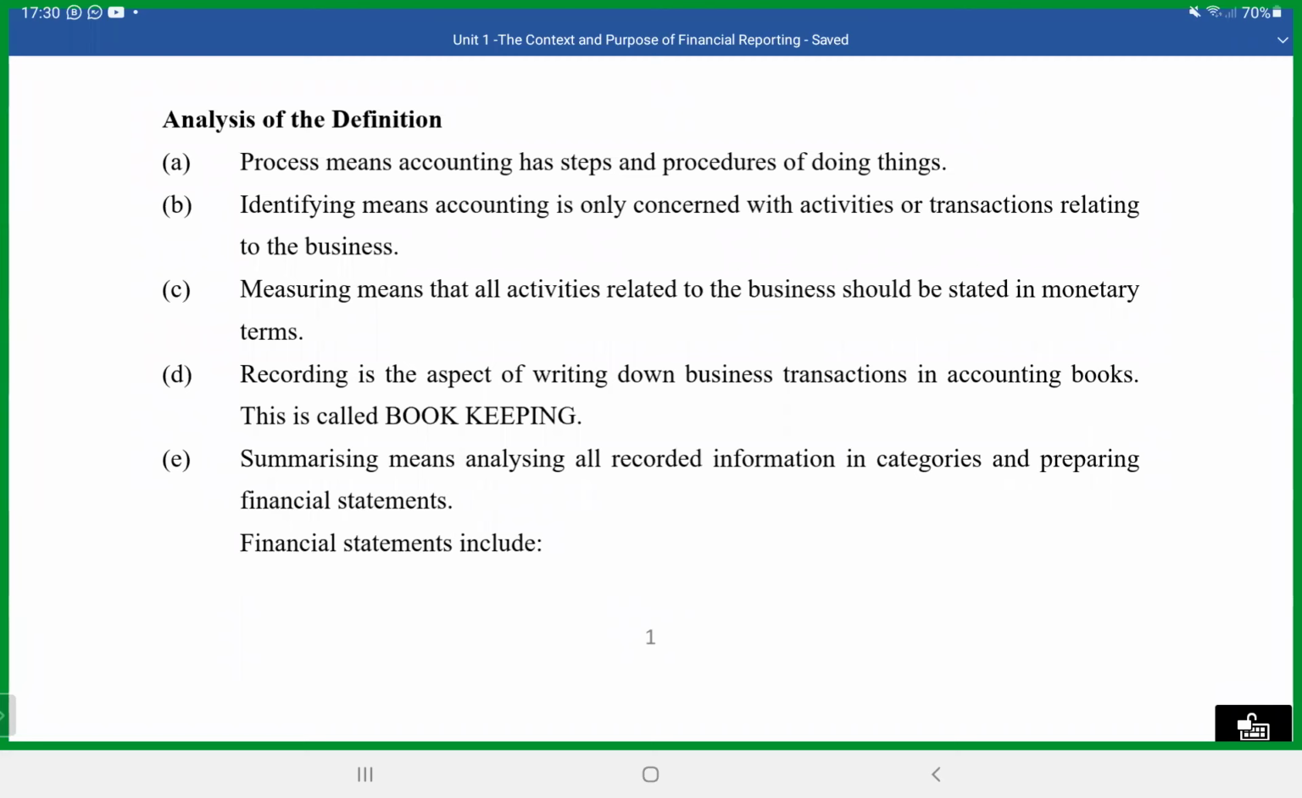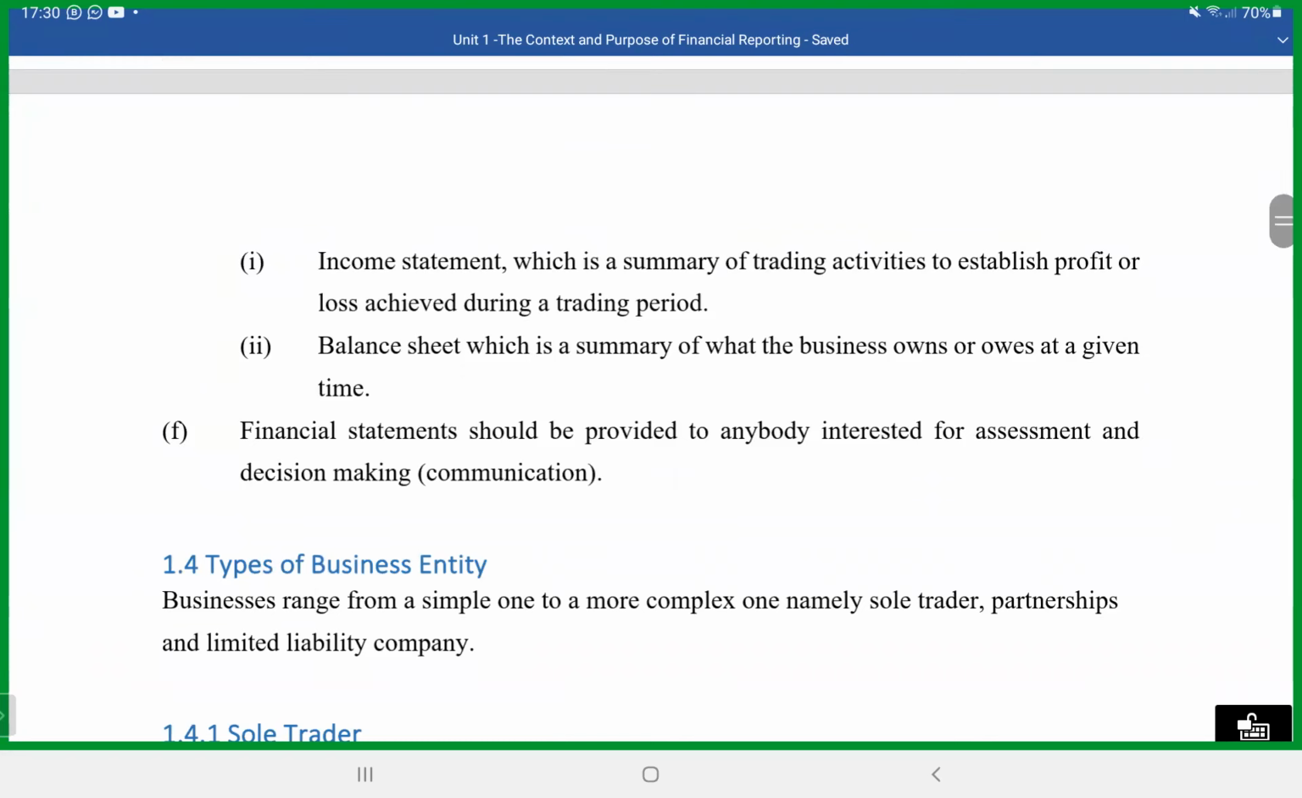Once you have analyzed all the recorded information in categories, you should be able to prepare the financial statements. I did say that the financial statements involve the income statement, which is also called the statement of loss and profit. That is what I said in the introduction. The income statement is the summary of trading activities to establish whether the company is making profit or loss during that particular period. The other financial statement is the balance sheet, which is basically a summary of what the business owns and what it owes as at a given time.